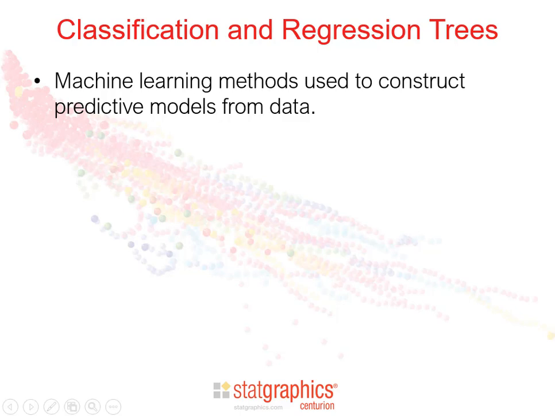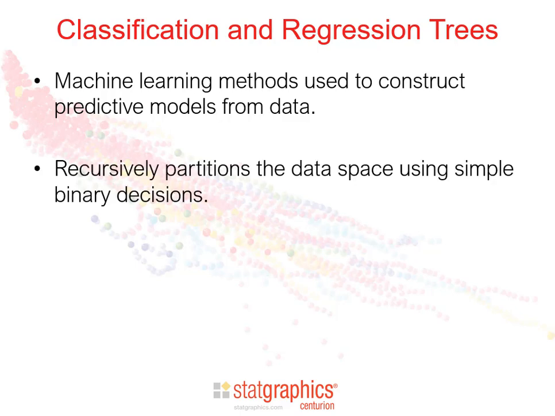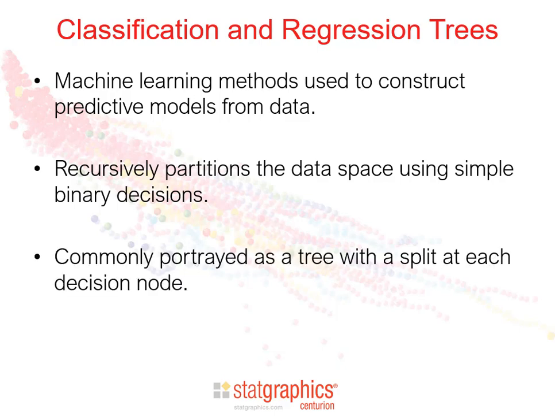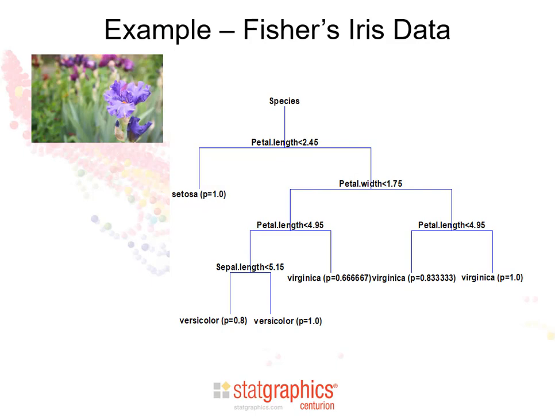Now, classification and regression trees are machine learning methods that are used to construct predictive models from data. When building a tree, we recursively partition the data space using simple binary decisions. The results are commonly portrayed as a tree with a split at each decision node. If you haven't seen a decision tree before, here's a typical example.